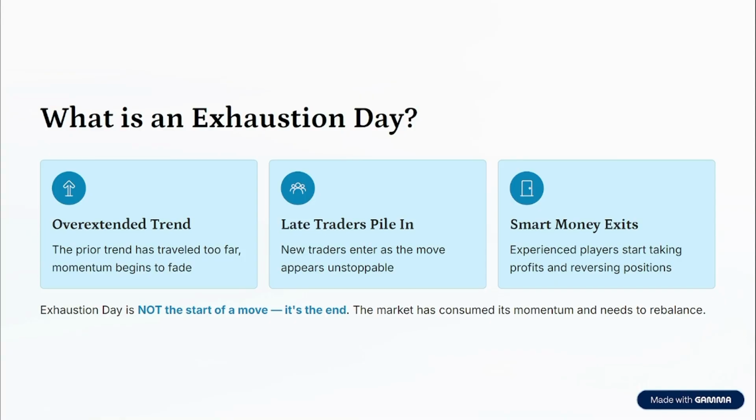Exhaustion days are not the start of the move, it's usually the end. The market has consumed momentum and needs to rebalance now.